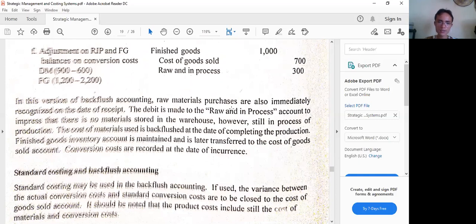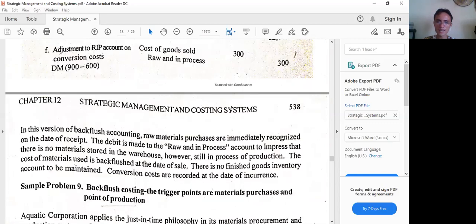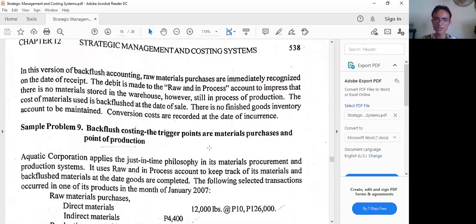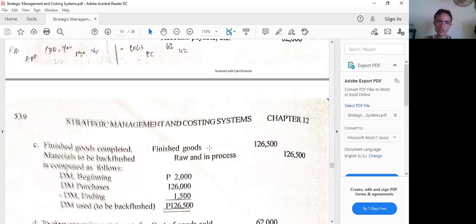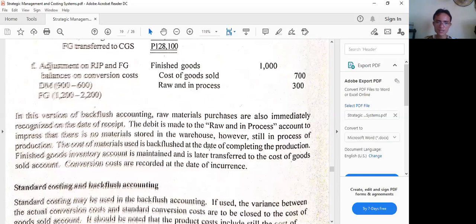Okay, good. Then immediately recognize on the date of receipt for raw materials purchases. That's true. Then the debit is made to the raw and in process account to impress that there's no material stored in the warehouse, however, still in process of production. That's also true. Then aside from that, the cost of materials used is backflushed at the date of completing the production because again, that's our basis. So the trigger points are materials purchases and point of production. All right, so basically this talks about backflush costing.